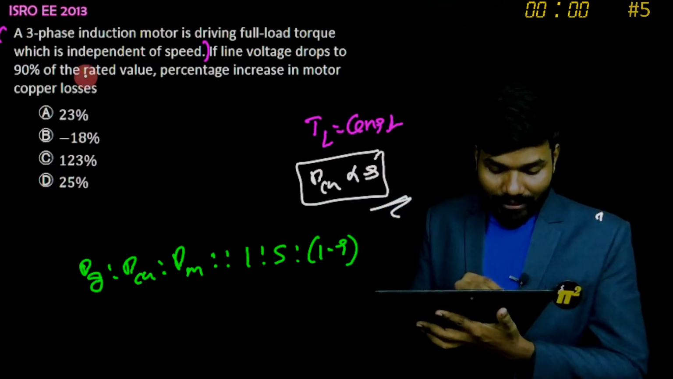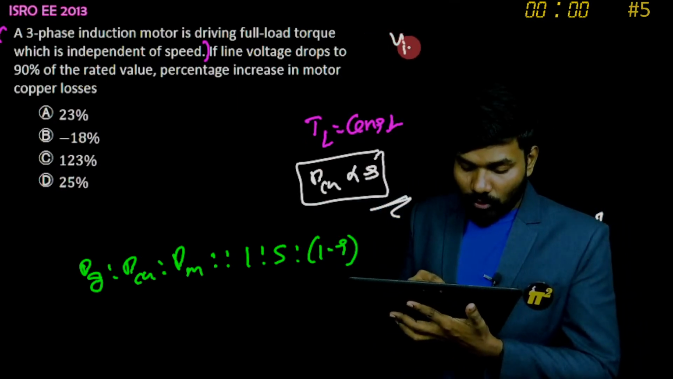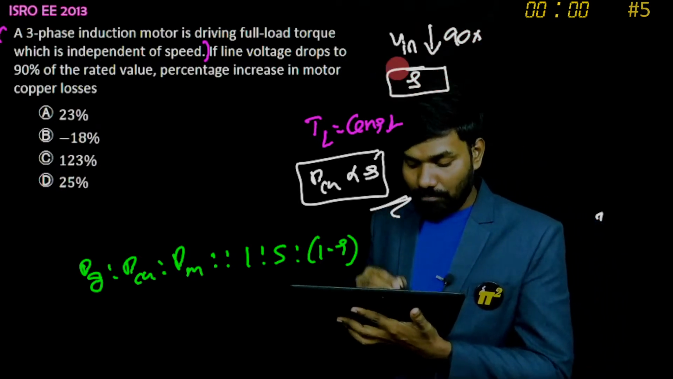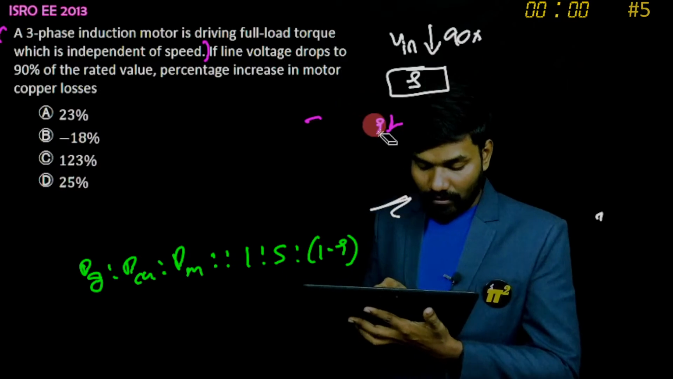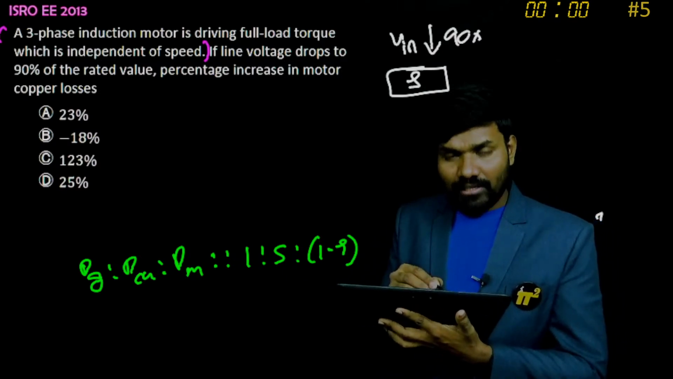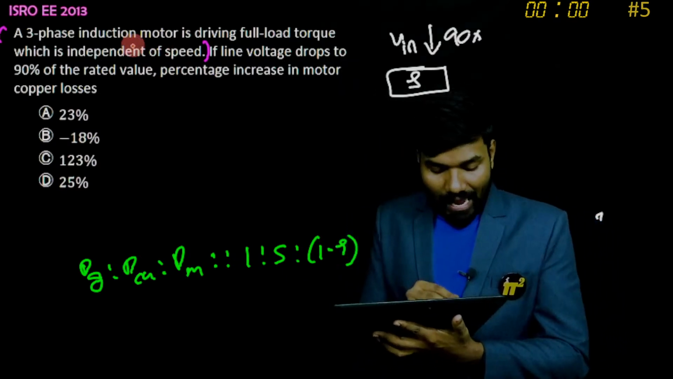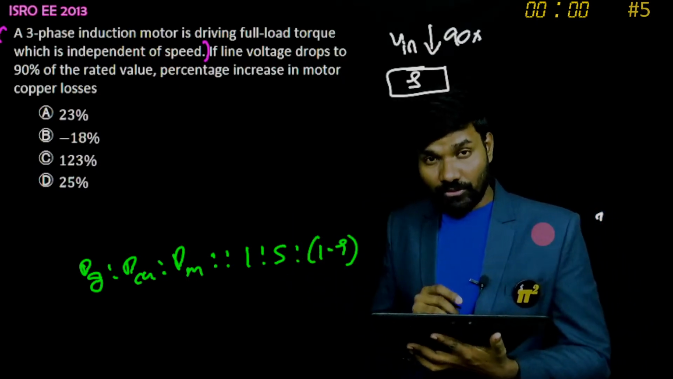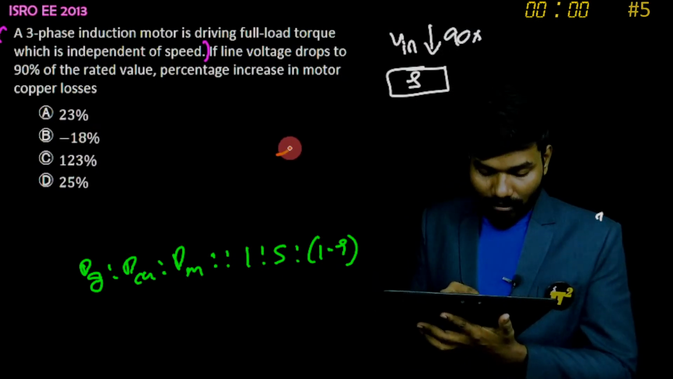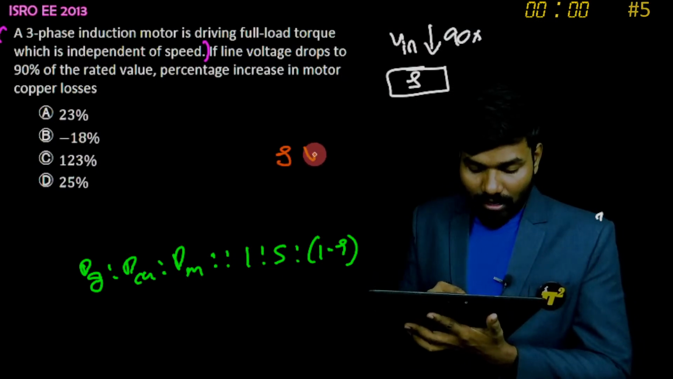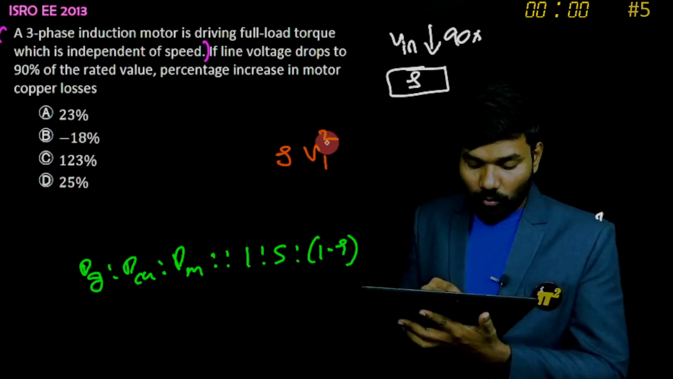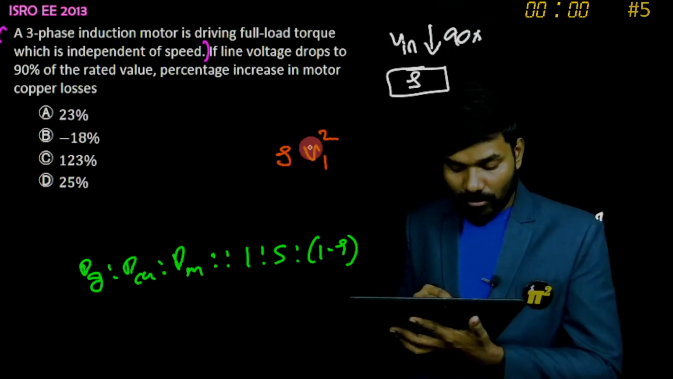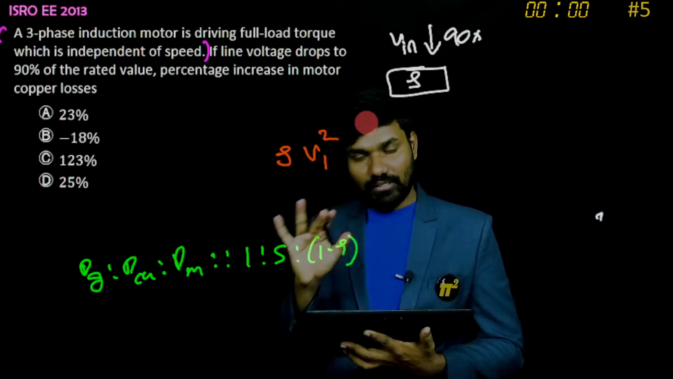So now I have to see, if input voltage is reduced to 90%, what is the change in slip? That's what you need to find. How do you find that? We have a lovely relation. When the load torque is constant, only then you'll be using this. Under that case, slip and input voltage square will be constant. This will not change. The product of slip and input voltage square will be constant.